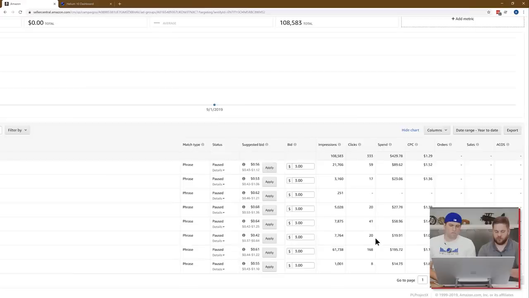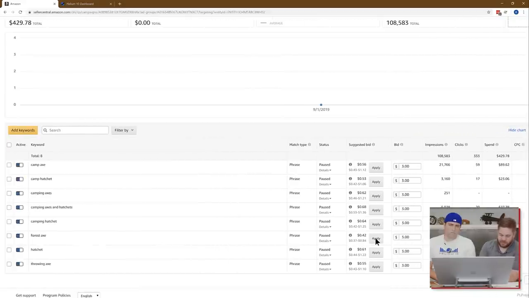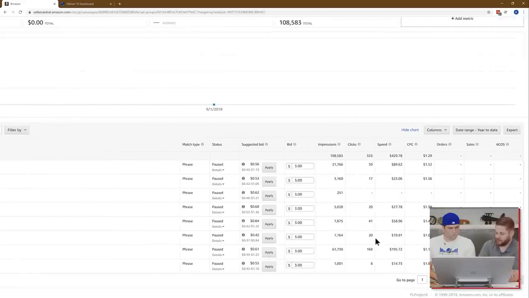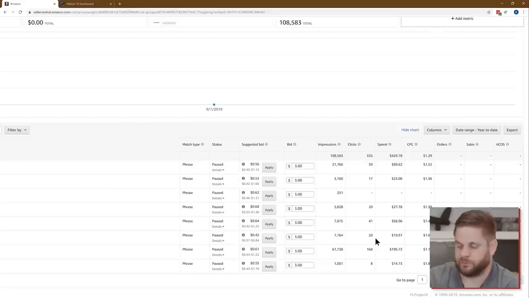But generally speaking, we can see that the keyword Camp Axe got around 21,000 impressions in this point of time. And this was only about a 2-week test. That means there's a lot of people typing Camp Axe. We can see that Hatchet, the second one from the bottom, we knew that that was the highest search volume based on Magnet and Cerebro data that we already pulled up. And look at the number of impressions there, 61,000. That's a whole lot of impressions.